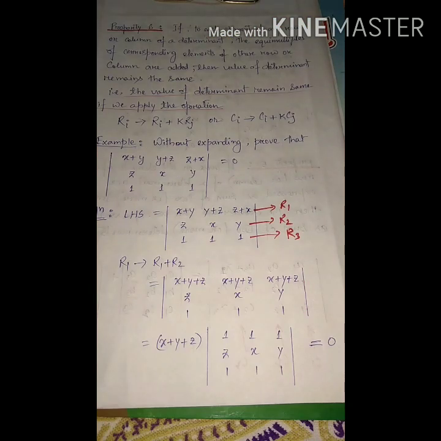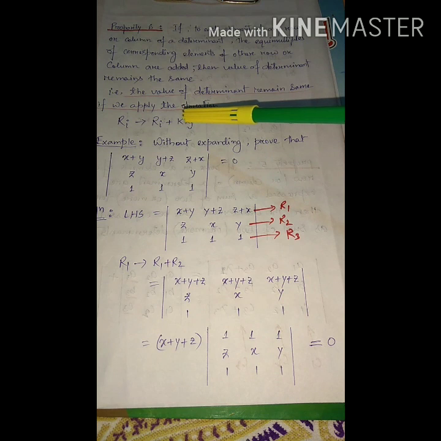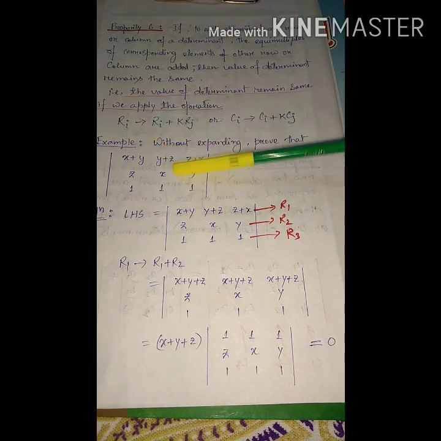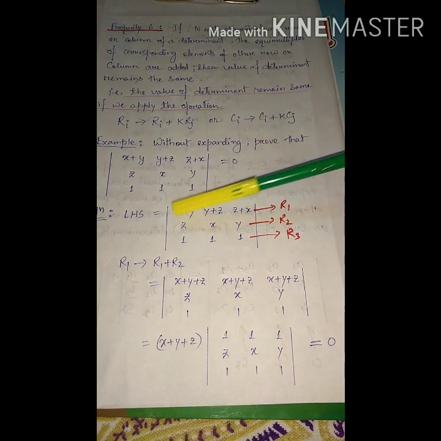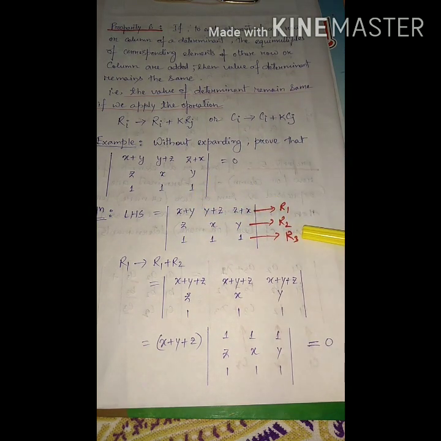So now after discussing this sixth property, let's take an example. How can we apply this property? Here the question is given: without expanding, prove that this determinant value is equal to 0. Mainly here we need lots of practice to get this result. The left hand side is this one. First we mention R1, second R2, and third R3.